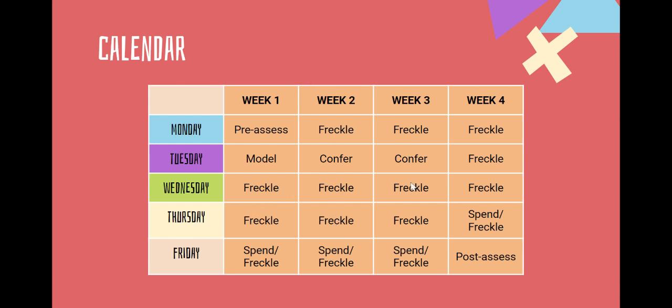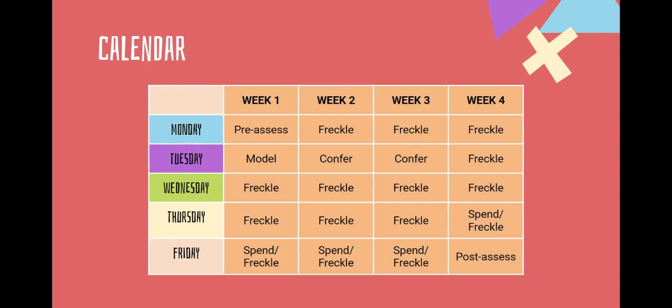So then week 2 and week 3 are very similar to one another. On Monday, they'll practice Freckle for 15 minutes during those math rotations. On Tuesday, I would actually confer with individual students and I would go over their data with them and ask, like, how are things going with you? Is there anything else you need? And just kind of talk about Freckle with them and the data that I'm seeing.